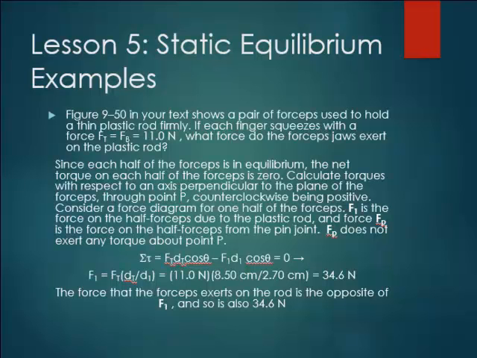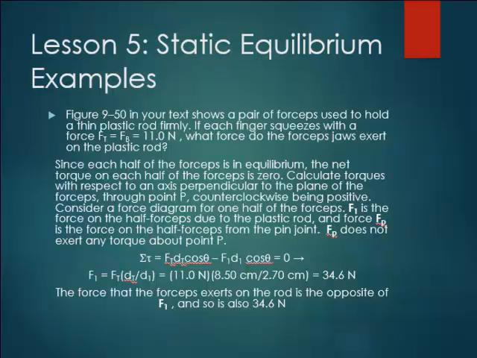So we consider a force diagram for one half of the forceps. Force F1 is the force on the half forceps due to the plastic rod, and the force FP is the force of the half forceps on the pinpoint. Since FP is on the pinpoint, it does not exert any torque because basically it's at a 0 distance. So then our torque equation becomes the force of the top times the distance of the top times the cosine of the angle minus F1 d1 times the cosine of the angle equals 0.